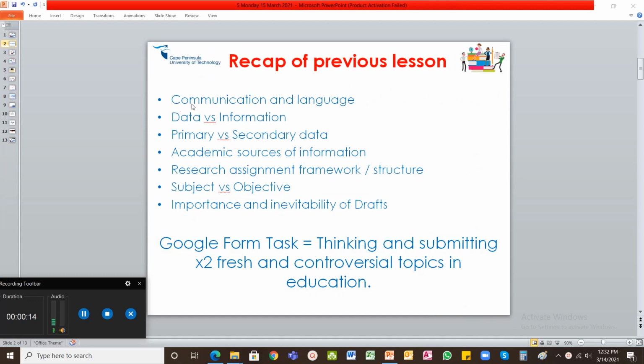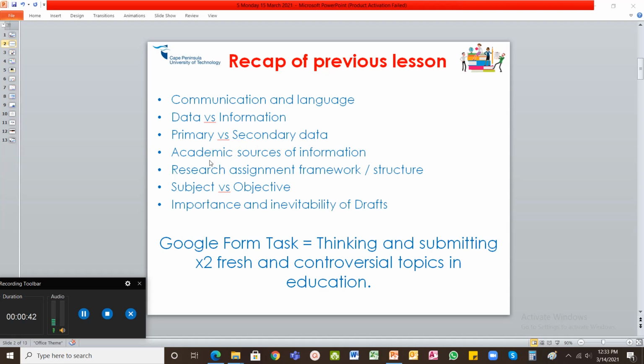A quick recap on the previous lesson. In the previous lesson we looked at the elements within communication, the importance of language and what purpose it serves. We also looked at the difference between data and information. We looked at the two types of data that you can collect and the reasons for collecting them, in terms of the advantages and disadvantages between primary data and secondary data.